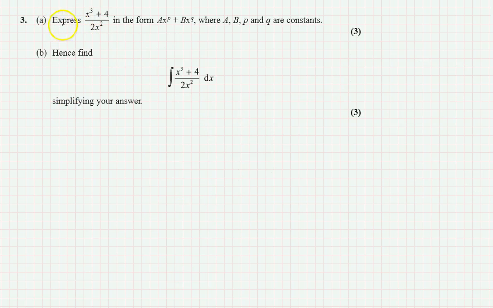Question number 3 is express (x cubed plus 4) divided by 2x squared in the form ax to the power p plus bx to the power q. So 3 marks. So for this part, we can write it as partial fractions. So that is x cubed over 2x squared plus 4 over 2x squared.